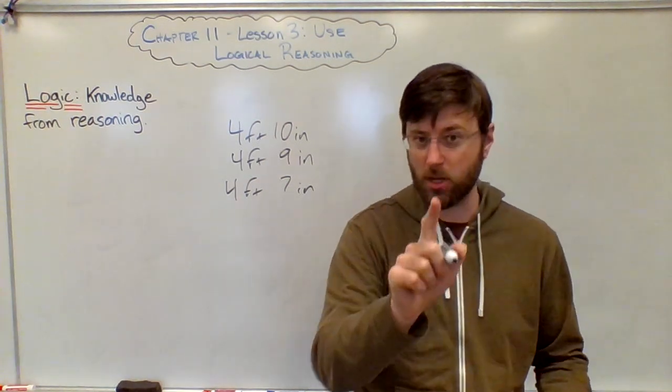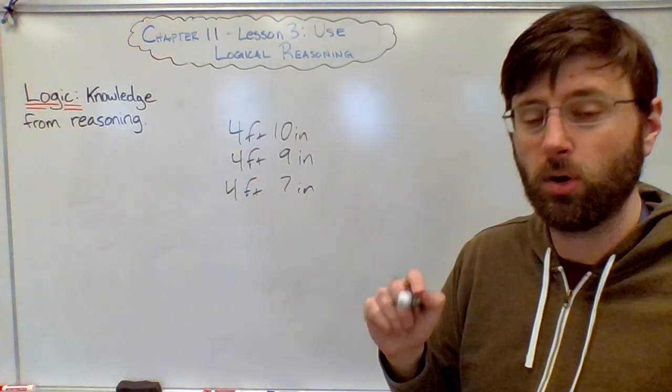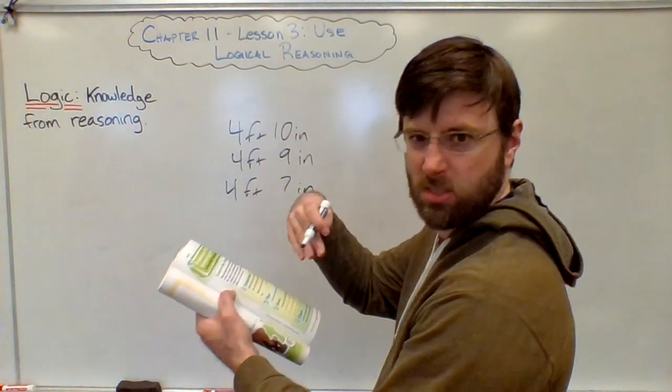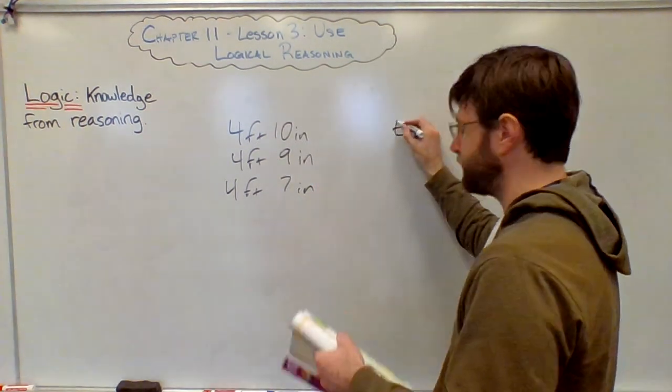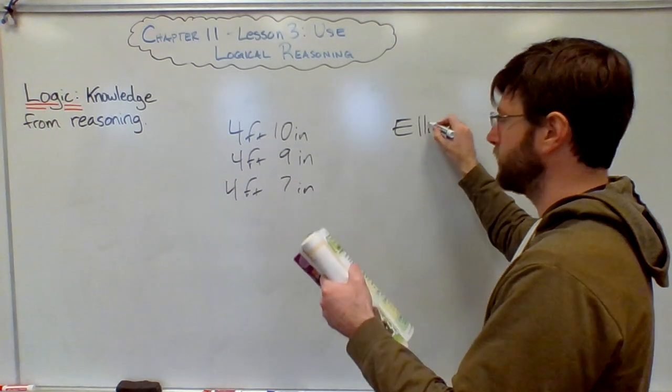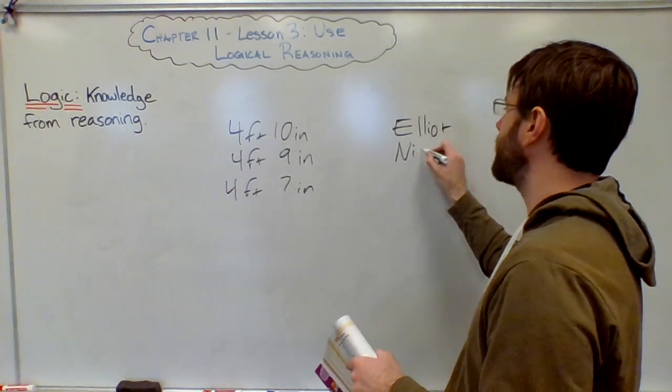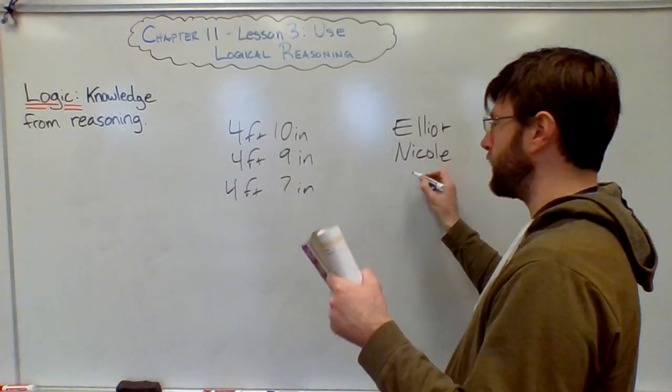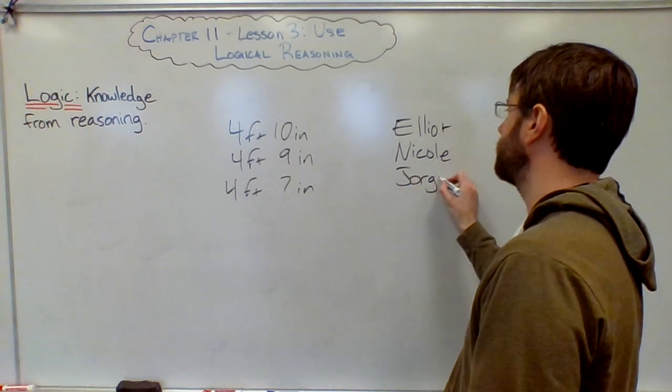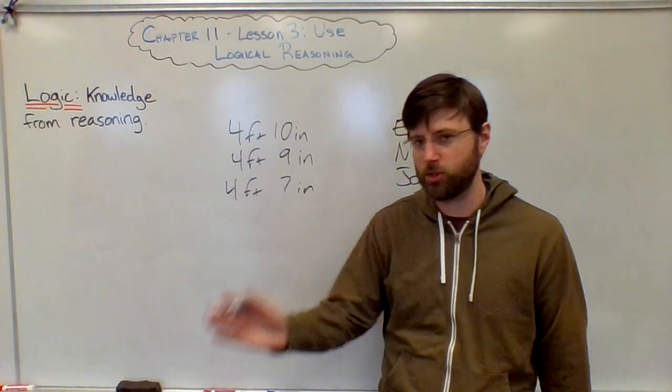Okay, and then the friends are Elliot, Nicole, and Jorge. It says that in the clues. I just skipped down. So we've got Elliot, 2 L's, Nicole without an H, and Jorge. Our goal is to match the heights.